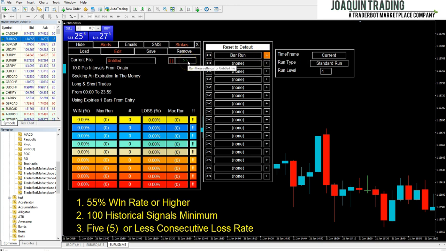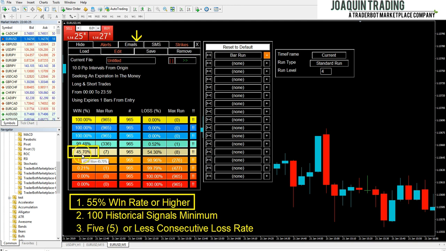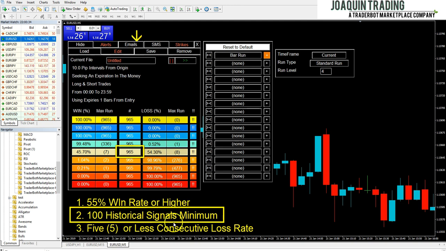Here we go. We're going to be looking at a 4-bar run. What is a 4-bar run? Well, we just click the play button, and now we're going to let it run through a bunch of permutations here. It's going to spit out some statistics, such as the win rate here, which is 45.70%. Does that match or exceed 55%? No. We have 100 historical signals minimum as our second criteria.